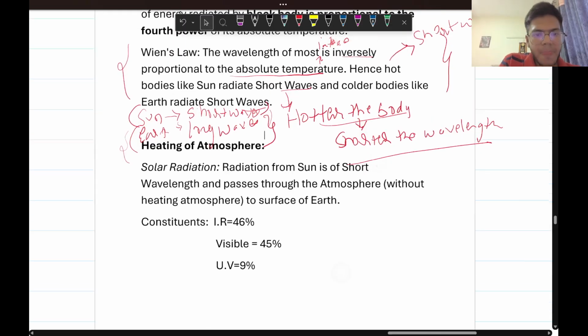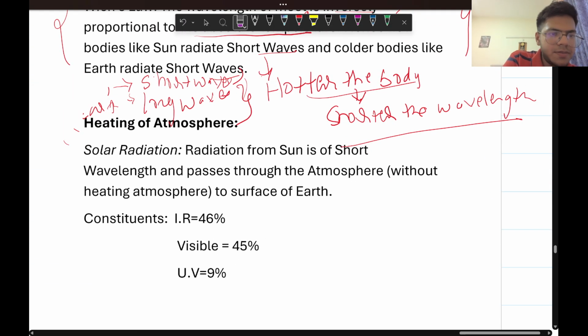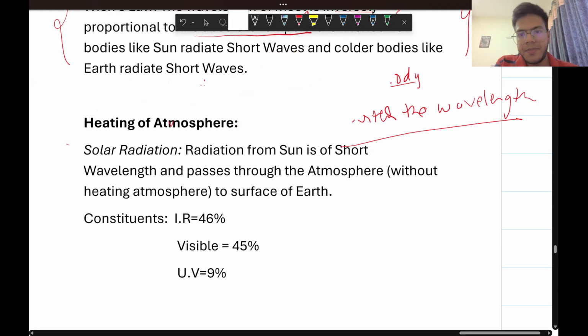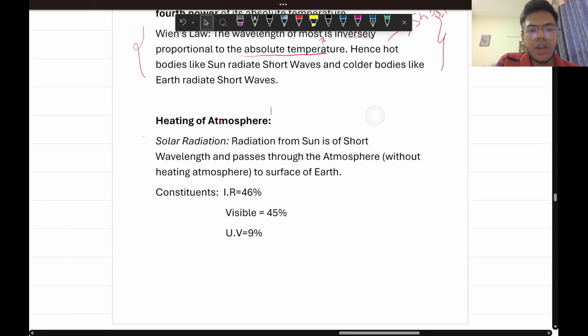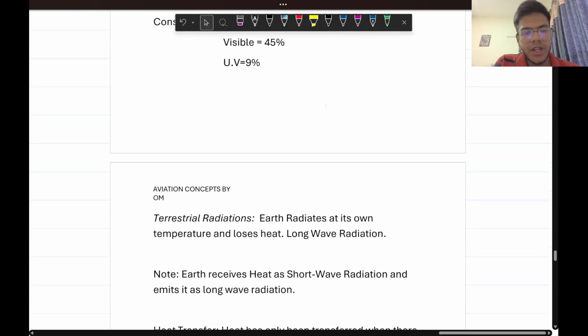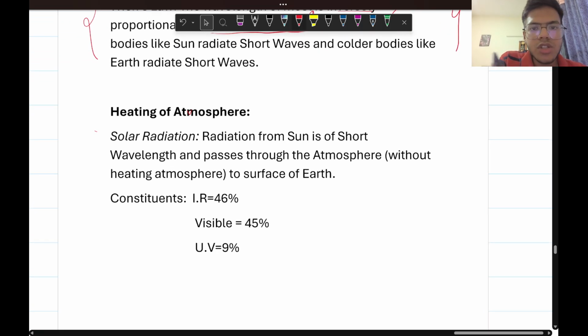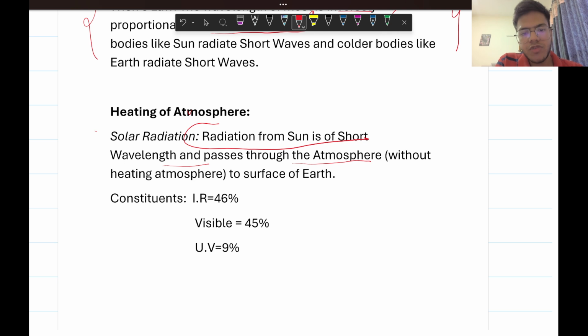Now guys, we'll study some terms: solar radiation, terrestrial radiations. Now guys, what is solar radiation? Radiation from the sun is of short wavelength and passes through the atmosphere without hitting the atmosphere, obviously, to the surface of earth.